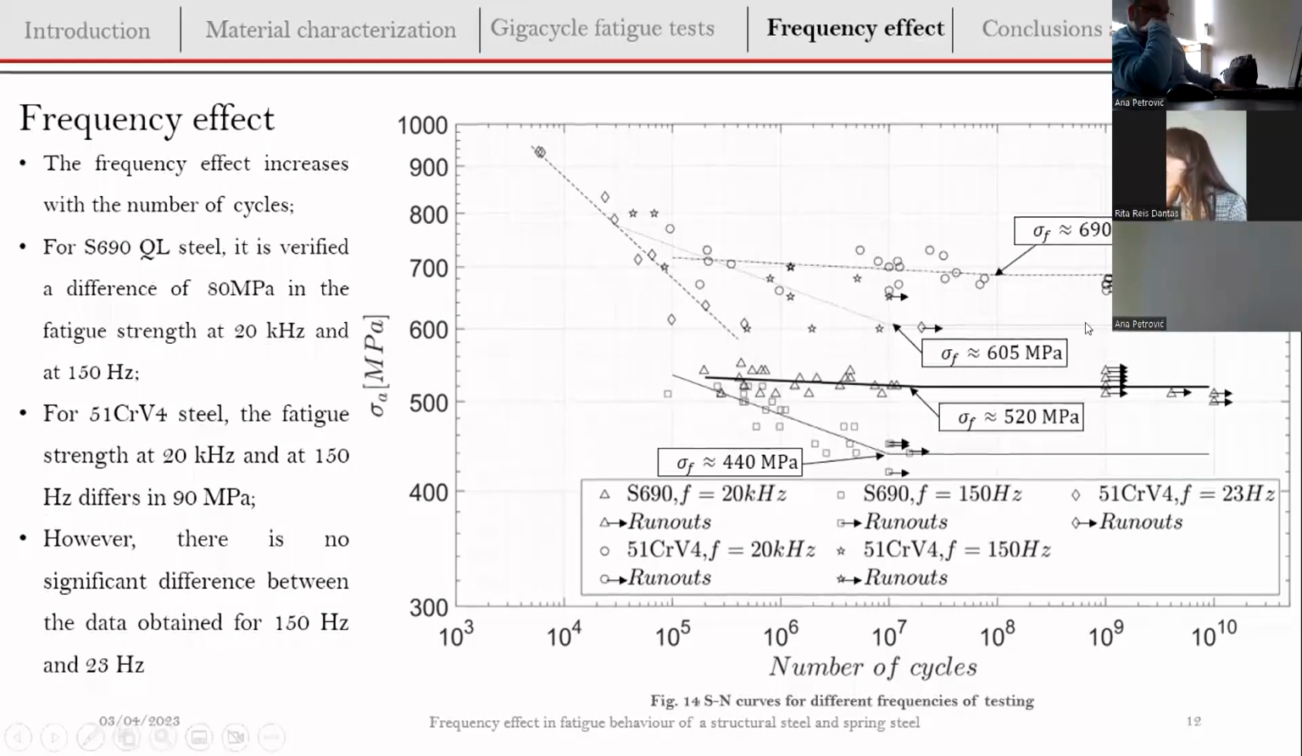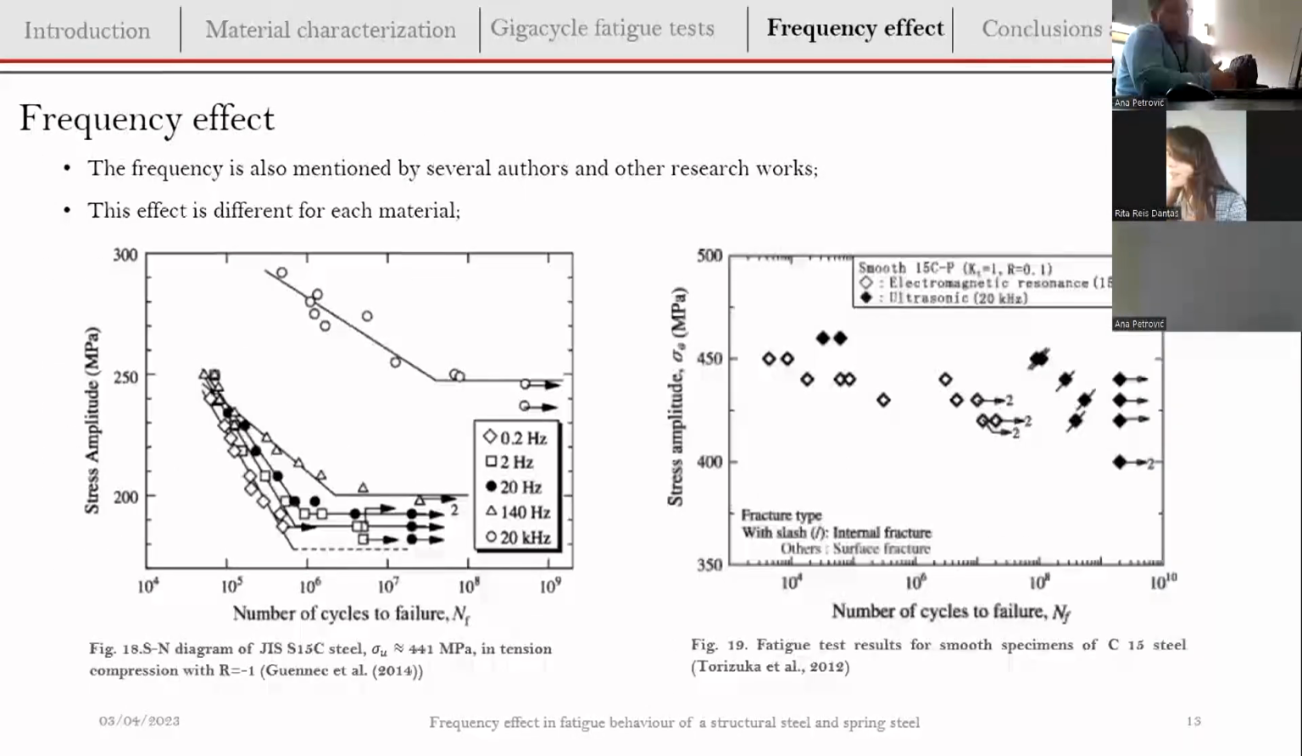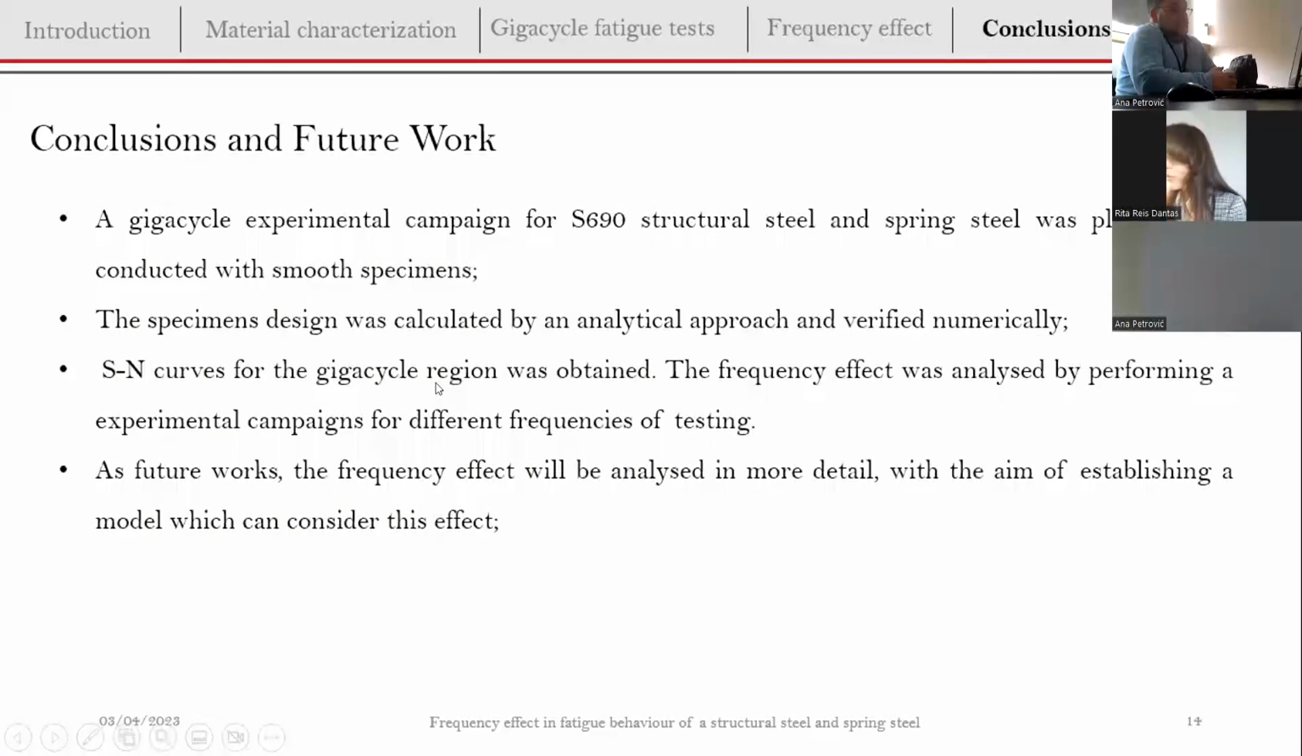This shows us that we need to be very careful when we are testing at these kinds of frequencies, and probably we will need to apply an analytical formulation to consider this frequency effect. We can see this effect described in the literature by other authors, and it will depend a lot on the material. As you can see here, we have 2 different plots from different authors with different frequency effects depending on the material. And again, you can see that for the ultrasonic testing frequency, we have a more severe frequency effect.